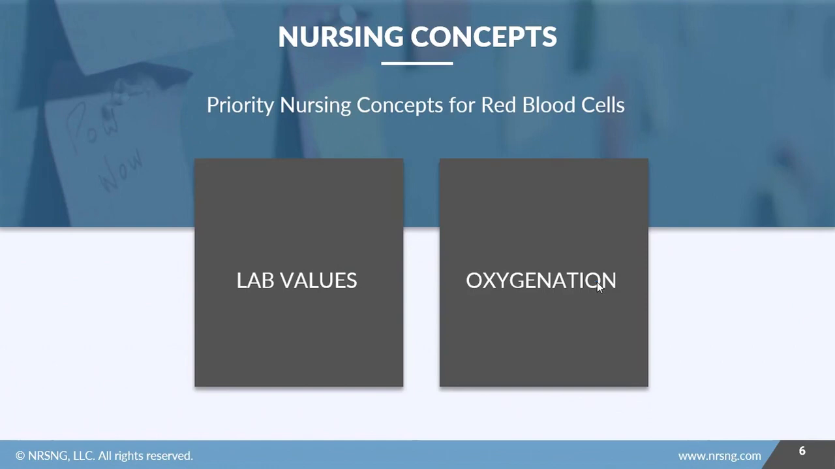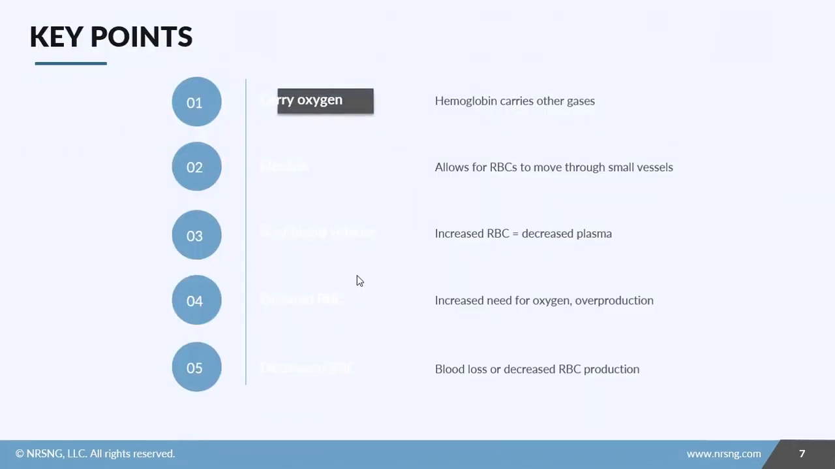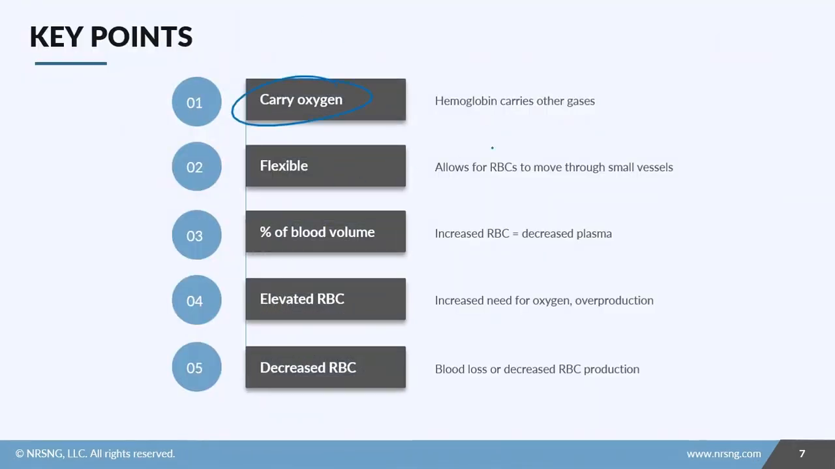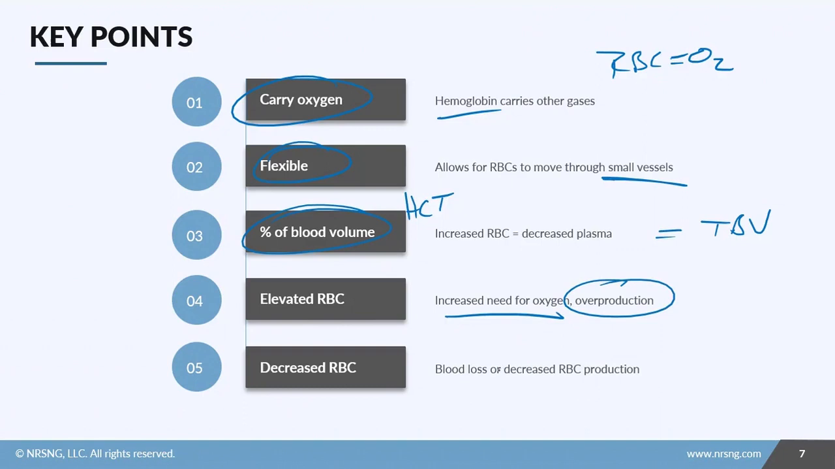So for today's lesson with red blood cells, we looked at the lab values and we looked at oxygenation and how that impacts your patients. So let's recap. Red blood cells carry oxygen. They're attached to hemoglobin, but you just need to remember that RBCs equal oxygen because that's their job. They've got the greater surface area, and they also are flexible, so that allows them to move through those small vessels. Remember that your RBCs are a percentage of that blood volume called hematocrit. If you have an increased RBC, you're going to have decreased total plasma, and those things equal your total blood volume. If you've got elevated red blood cells, you have an increased need for oxygen, or there's an overproduction of those red blood cells.